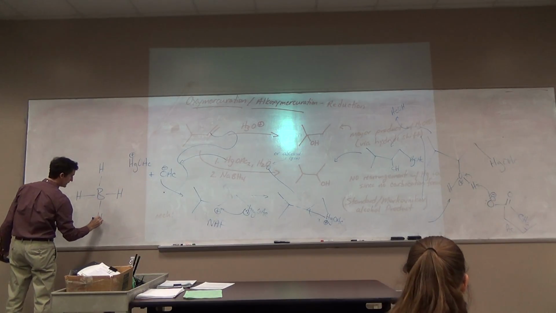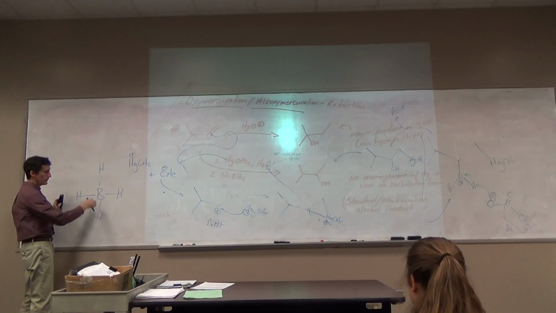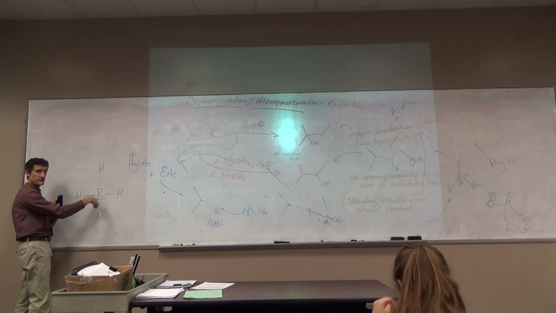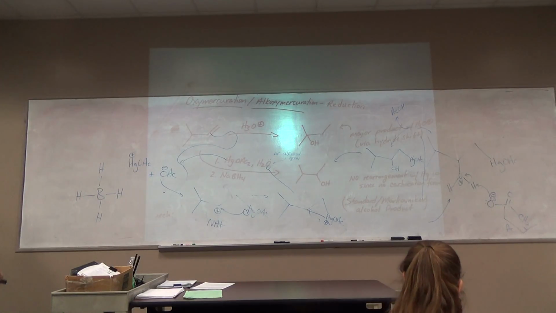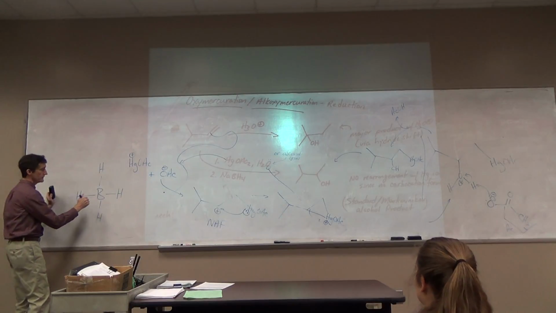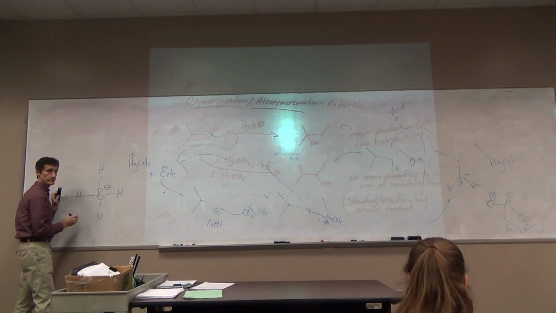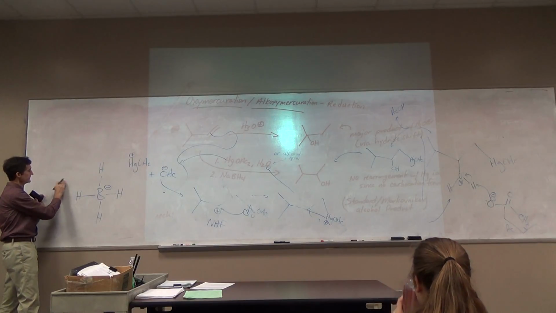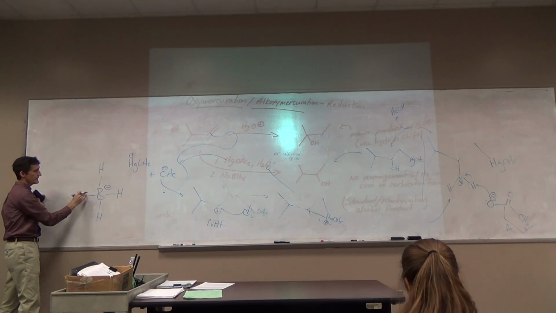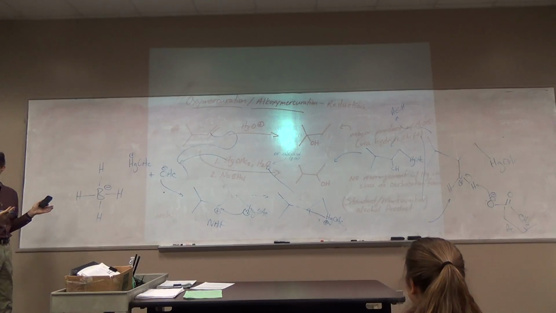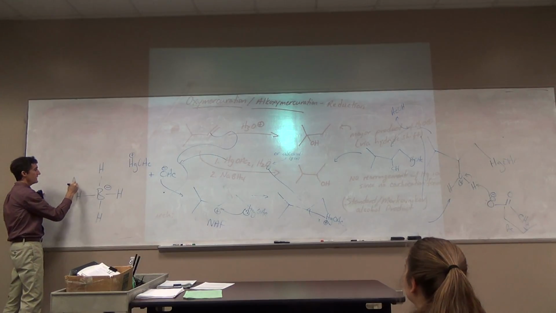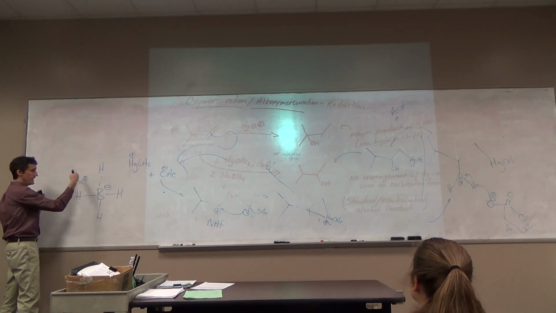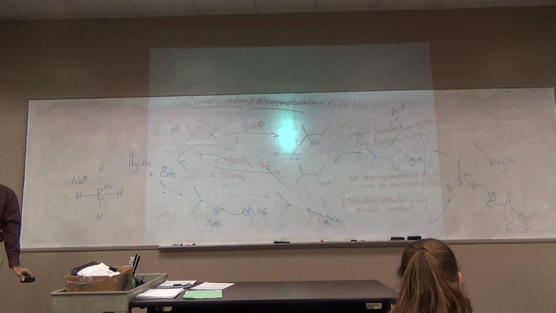What's the charge of the boron? Well, it owns 4 electrons. It owns 1 of each bond, 4 electrons. It's only supposed to own 3, so the charge is negative. And so you can have a cation with it. It can be lithium, potassium. Very common is sodium. And this is sodium borohydride.